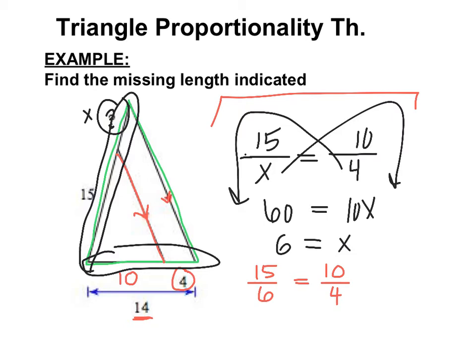So we can see that this ratio will reduce to 5 halves if we divide both by 3. And then this one simplifies to also 5 halves if we divide both by 2. So yes, that value of 6 makes the proportion true.